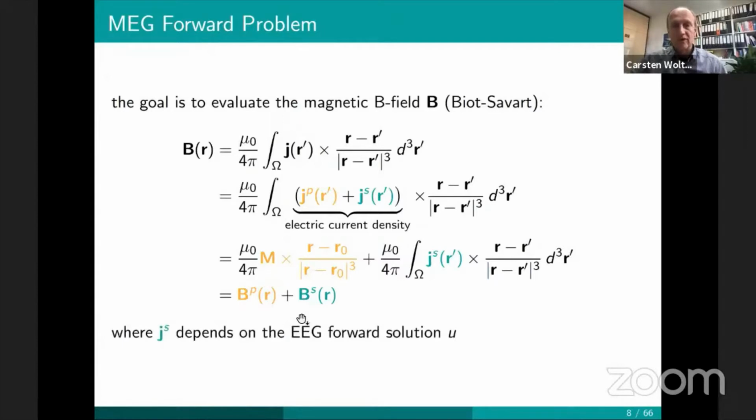Okay, so JS is, as I said already, the part of the MEG forward solution that depends on the electric potential that has to be computed by solving the EEG forward solution, so the partial differential equation that I showed before.